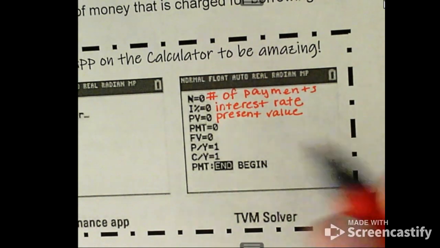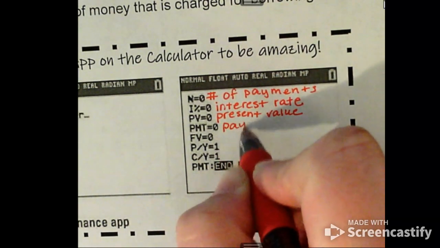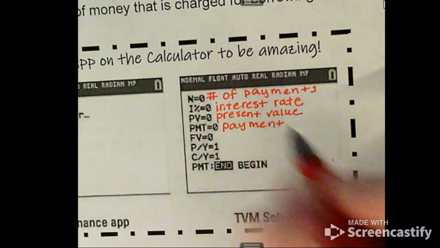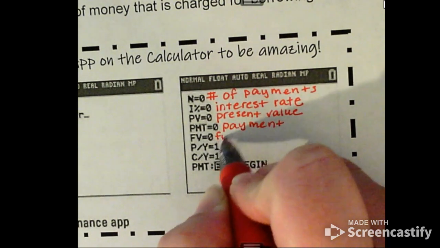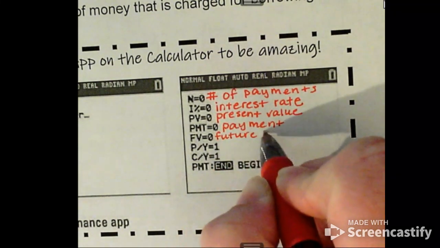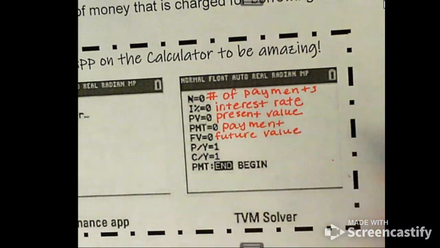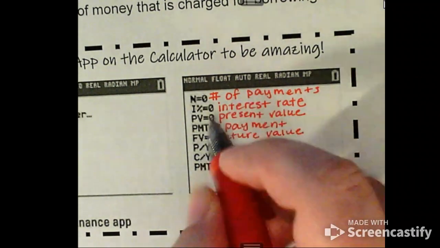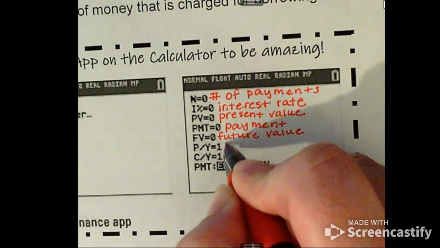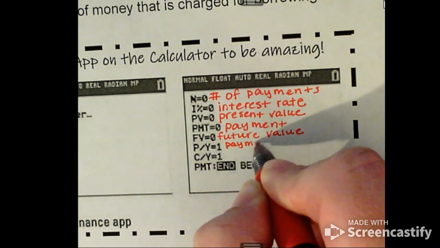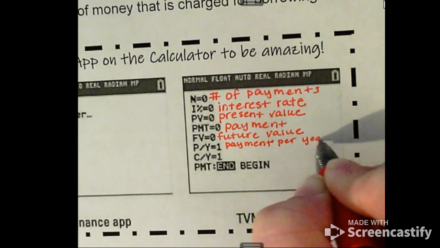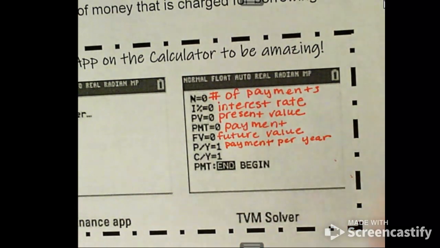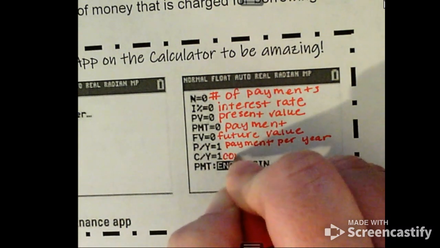This is your payment. FV is future value. All right, the P/Y is payments per year. So if I have 12 there, what does that mean? 12 payments a year, every month. And this is compounded per year.